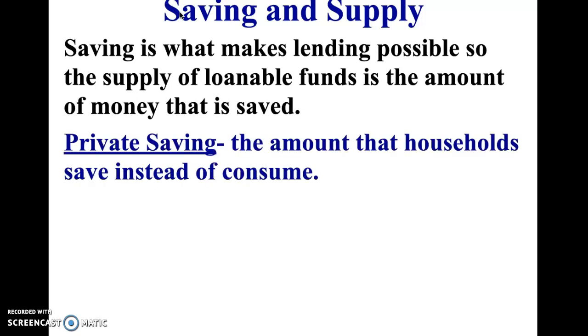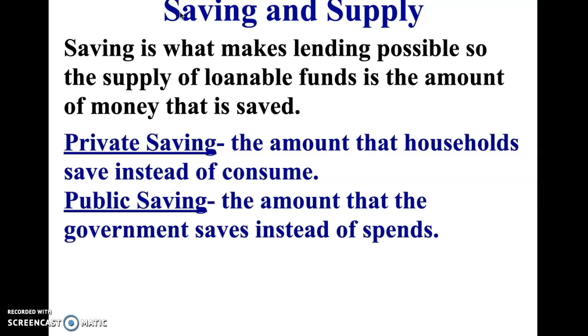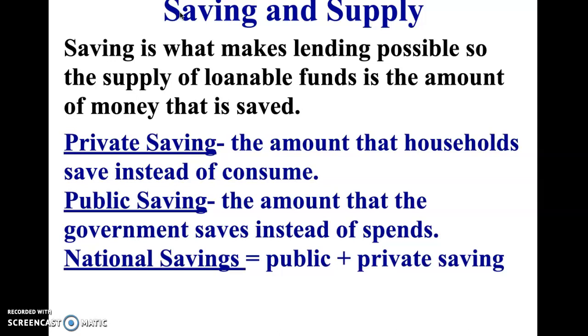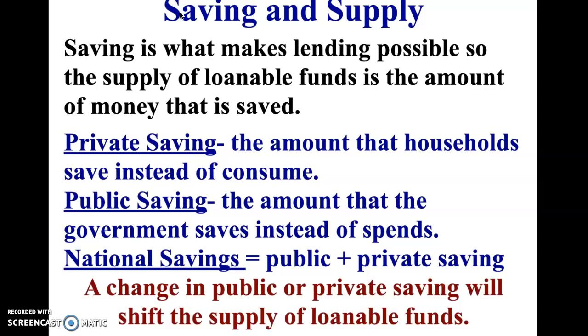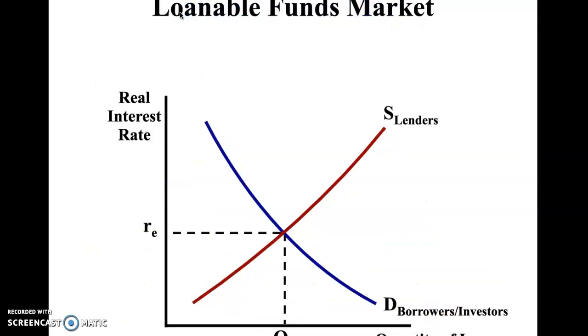So for private savings, there are 3 different types of savings that we see. Private savings is just households and what they decide to save. We talked about the marginal propensity to consume and the marginal propensity to save. This would be the people's savings. Public saving is just the amount the government has, and then your national savings is your public plus your private savings. Those could increase or decrease, which would increase or decrease your supply. So a change in public or private savings will shift the supply.